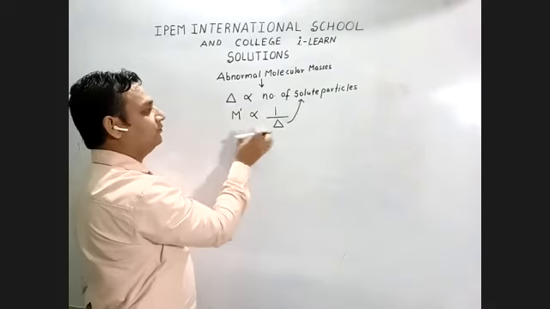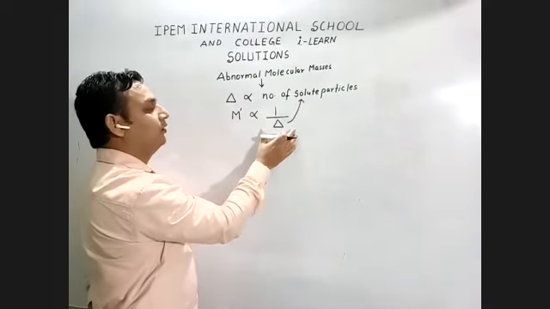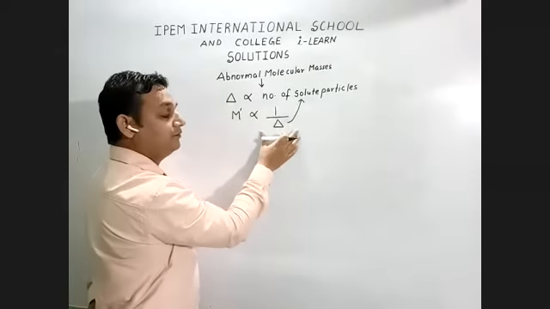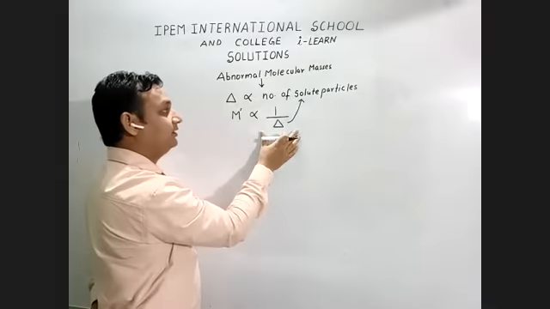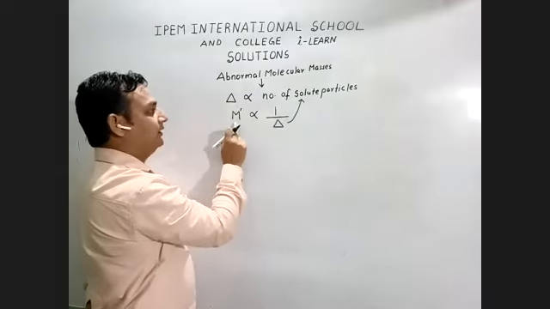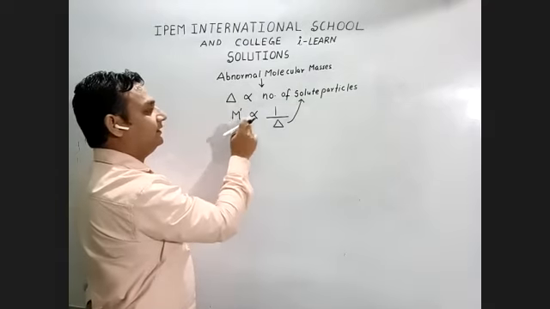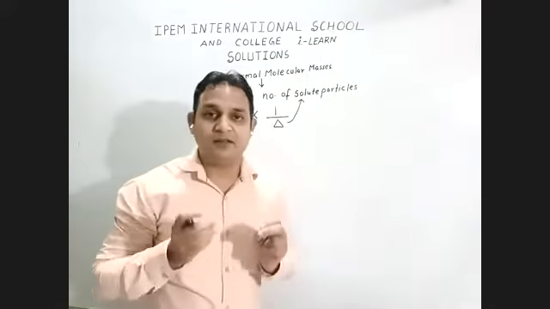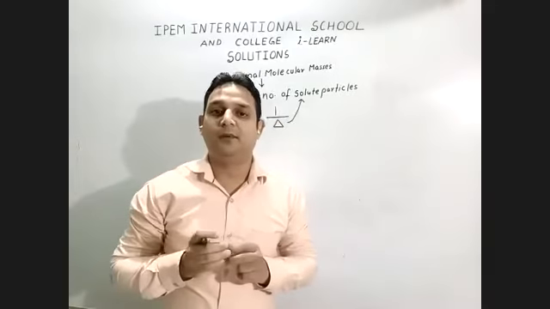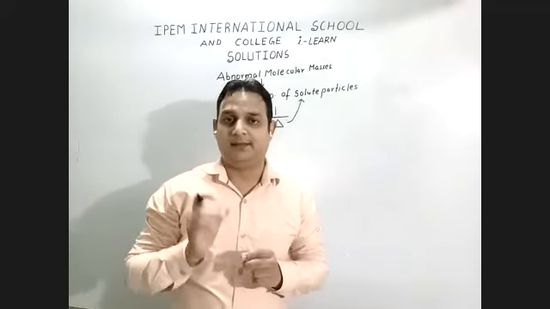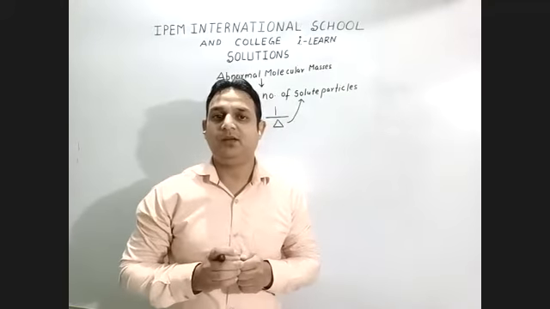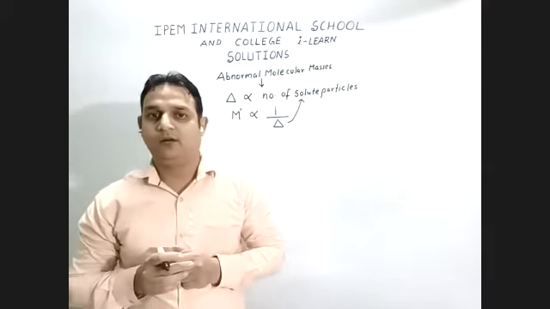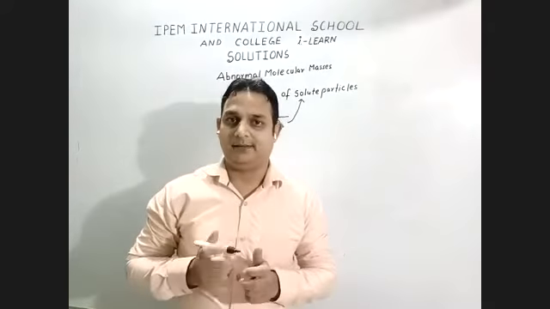All right, this is the concept from where you will go through all the Van't Hoff factor, calculation of association, dissociation. This is important. The molecular masses of solute is inversely proportional to the colligative property, meaning inversely proportional to the number of solute particles.